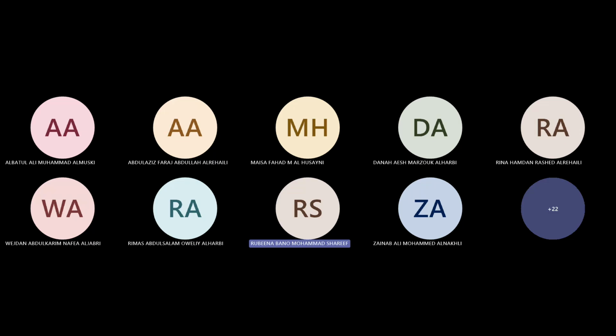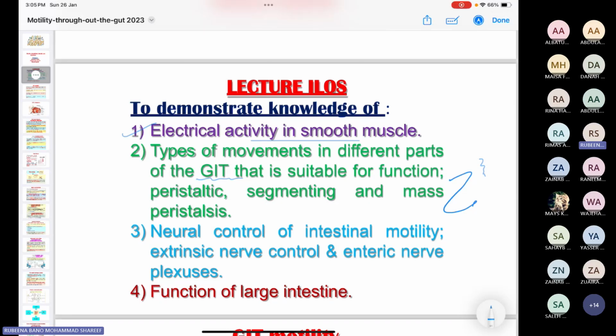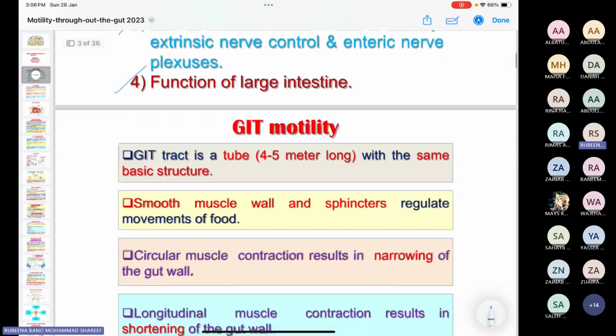In smooth muscle, and different types of GI motility, right? Like what is peristalsis, what is segmentation, what is mass peristalsis. Also, you should know the neural control of intestinal motility that we'll discuss in detail, okay? And function of large intestine. So these are the objectives of today's lecture, right?